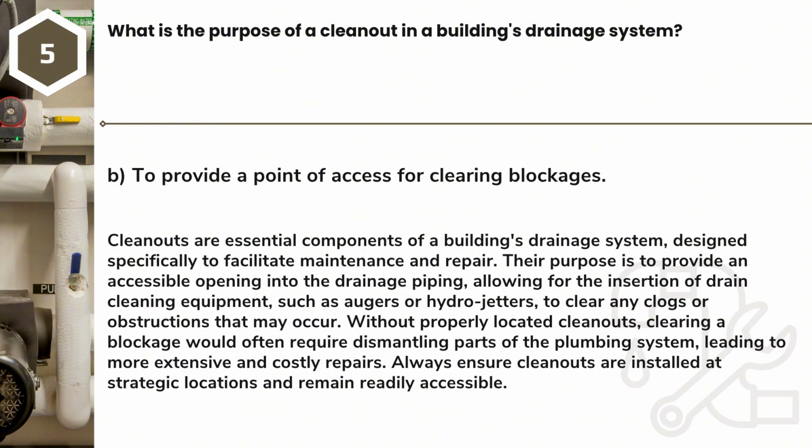Answer: B. To provide a point of access for clearing blockages. Cleanouts are essential components of a building's drainage system, designed specifically to facilitate maintenance and repair. Their purpose is to provide an accessible opening into the drainage piping, allowing for the insertion of drain cleaning equipment, such as augers or hydrojetters, to clear any clogs or obstructions that may occur. Without properly located cleanouts, clearing a blockage would often require dismantling parts of the plumbing system, leading to more extensive and costly repairs.